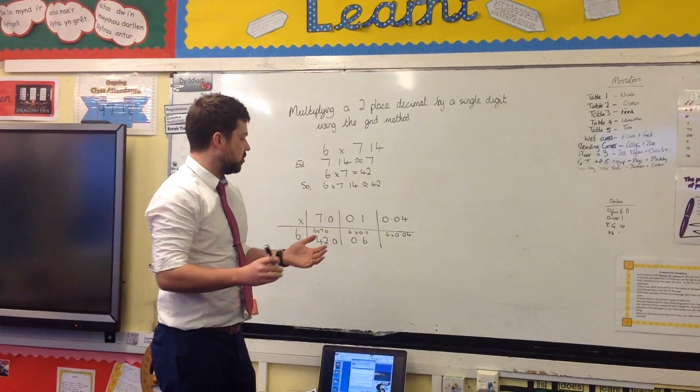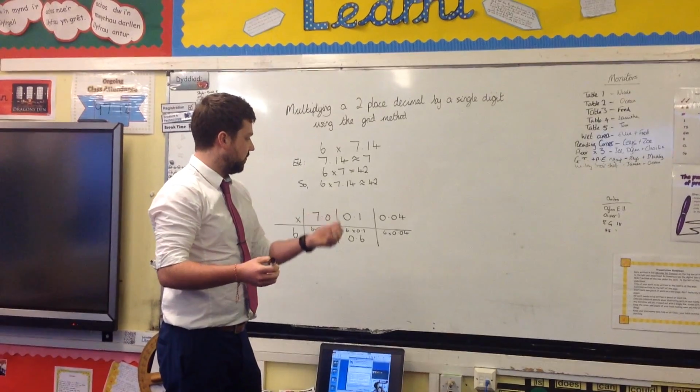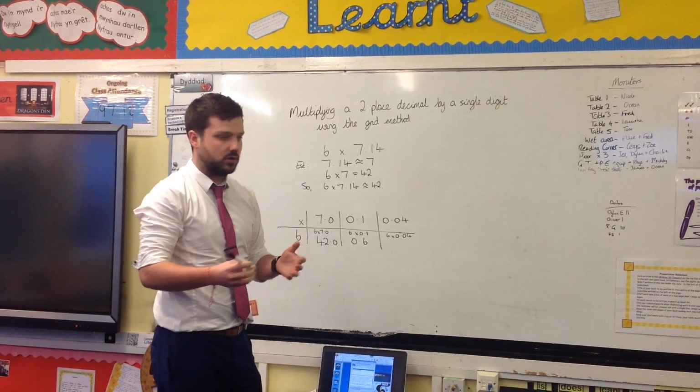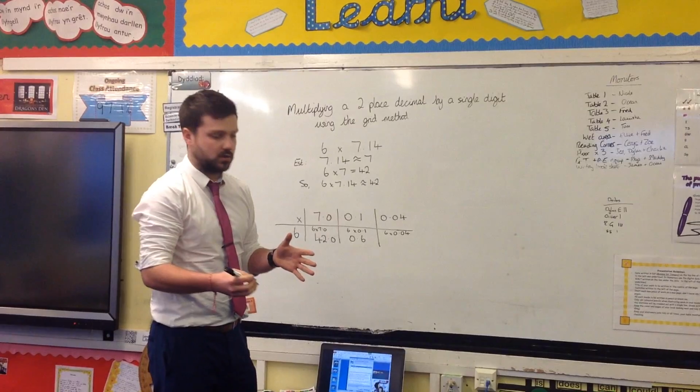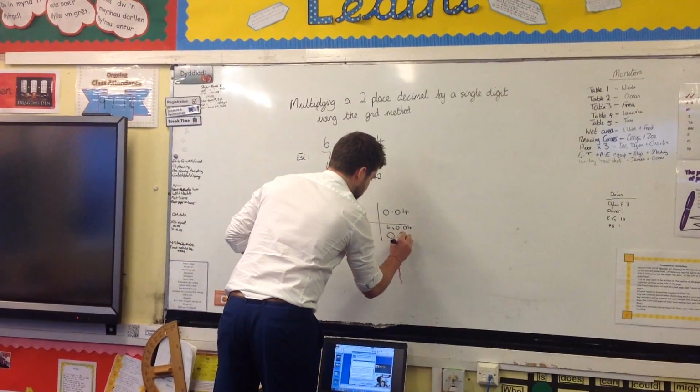Same applies to 6 times 0.04, a bit tricky to start with. 6 times 4 we know is 24, but 0.04 is 100 times smaller than 4, so we've got to make our answer 100 times smaller. And 100 times smaller than 24 is 0.24.